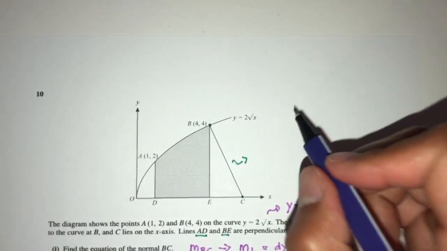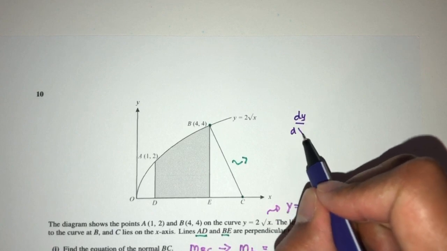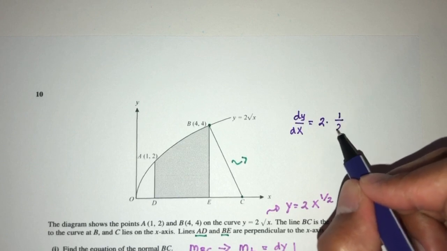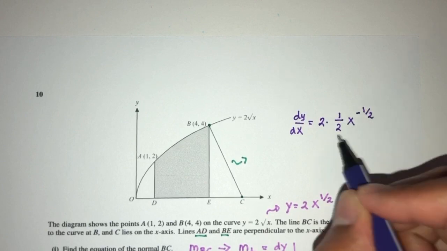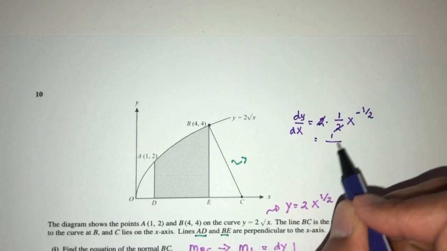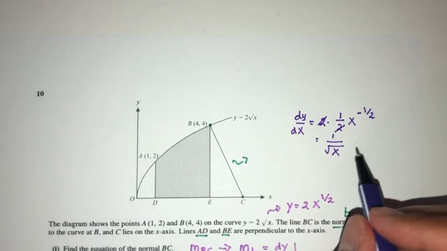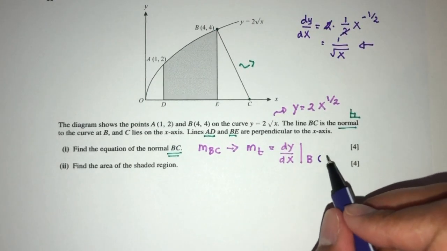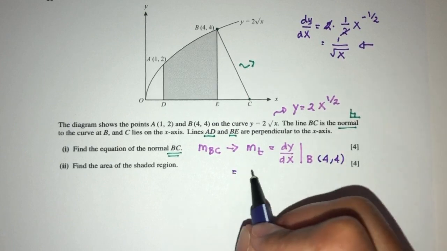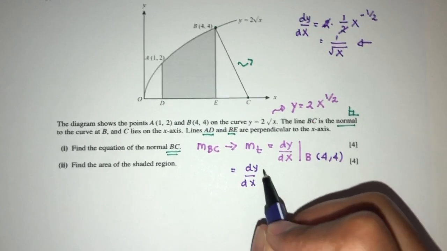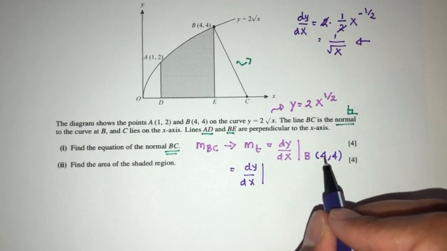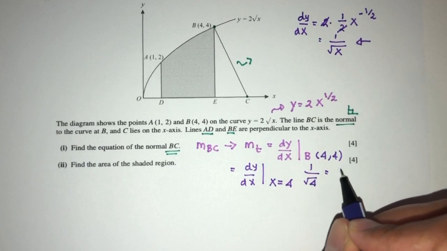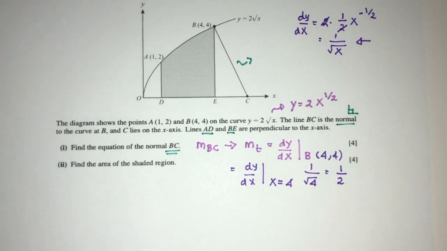So dy by dx will be what? 2 is only a multiple, leave 2 outside. Then half, we first multiply by half, and then minus 1, that will be minus half. Cancel out, that will be 1 over root of x. So dy by dx will be this value. And then B is the point given to you as 4, 4. So dy by dx at the point B, where the x value is 4, will be 1 over root of 4, which is half. That will be my gradient of the tangent.